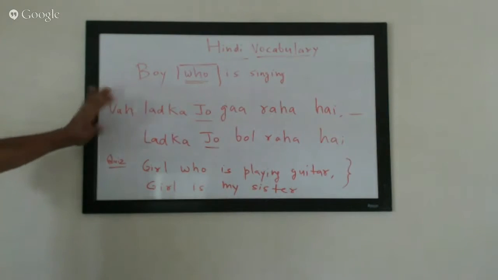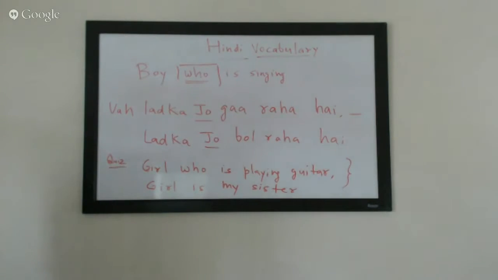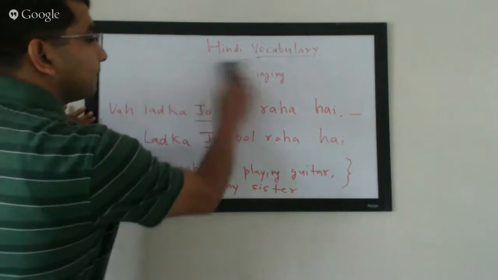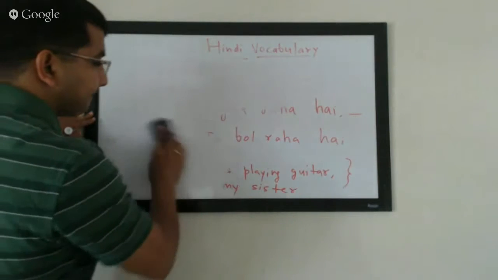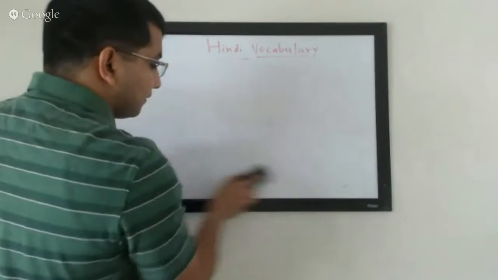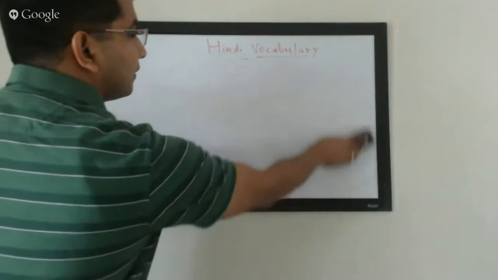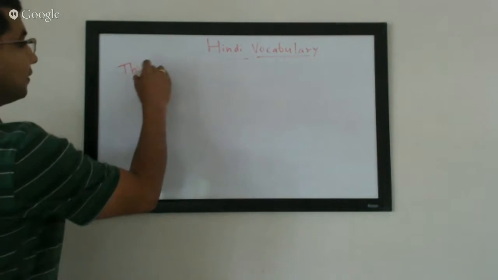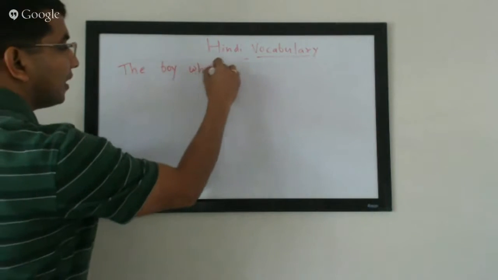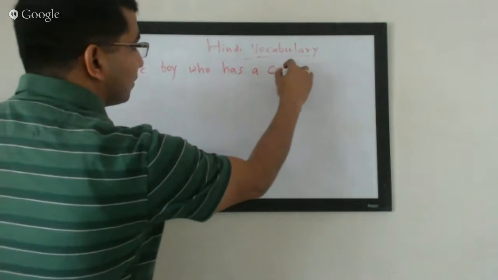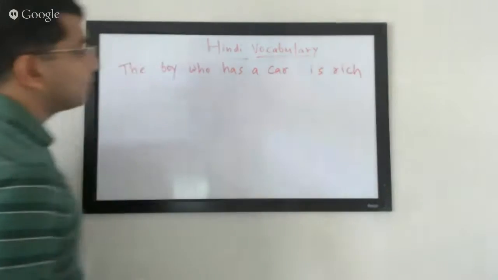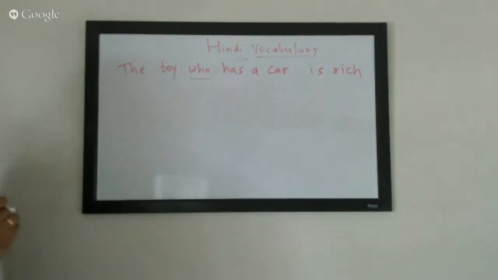Now this is about using jo. What about the other relative pronouns? I'm going to cover that now. I hope it is clear how to use jo. Now, what about other scenarios? Let's say, the boy who has a car is rich. How do you use this "who" in Hindi?